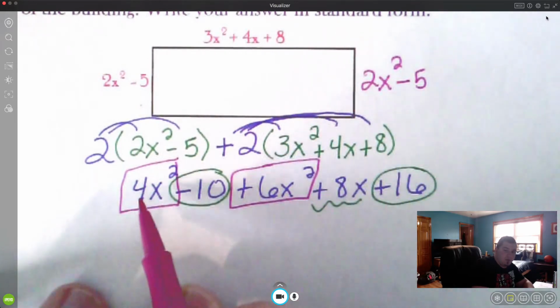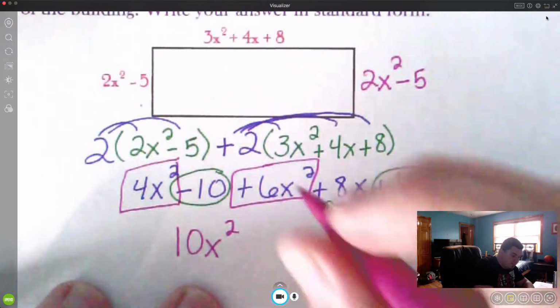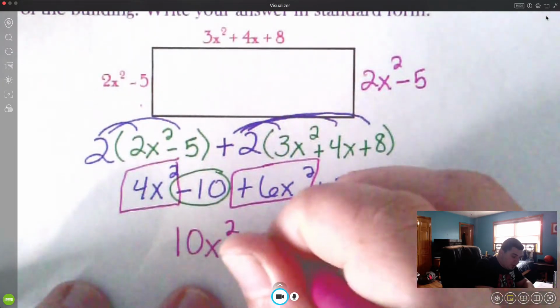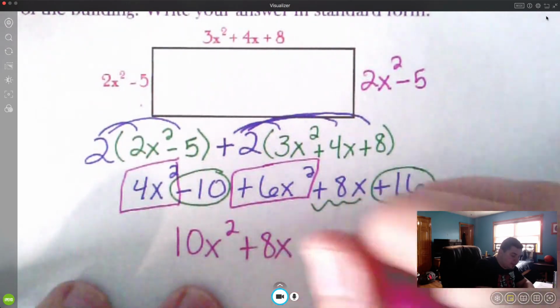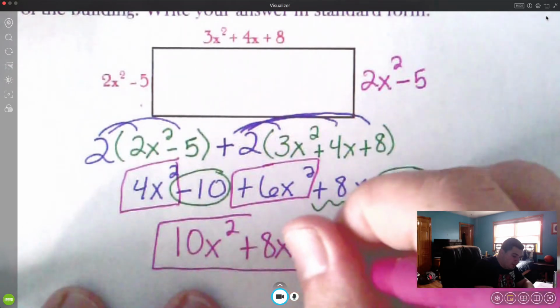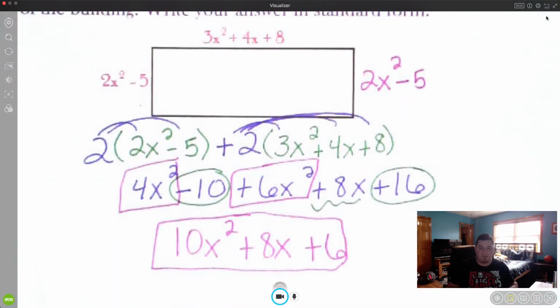Last step. 4x squared plus 6x squared is a 10x squared. We got our plus 8x with no other like term. -10 plus 16 is a +6. And there is our perimeter. All right. Again, I'm not solving for x. I can't combine anything extra. There is no other like terms.